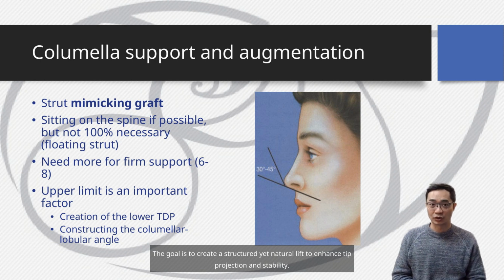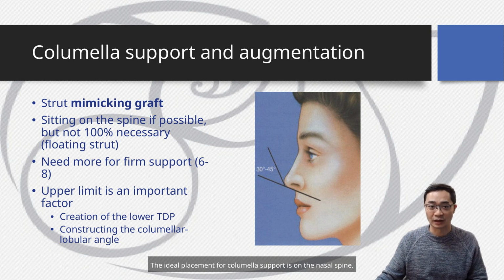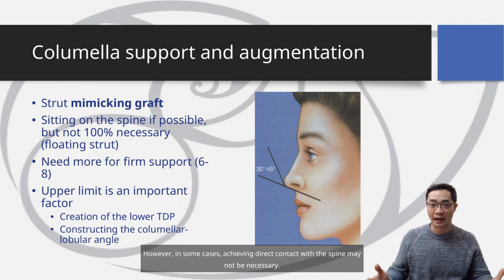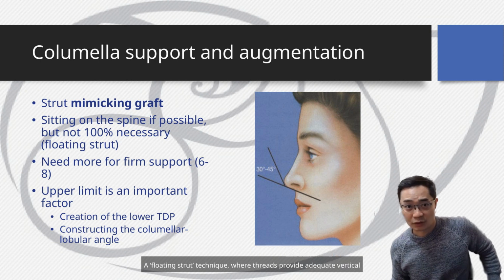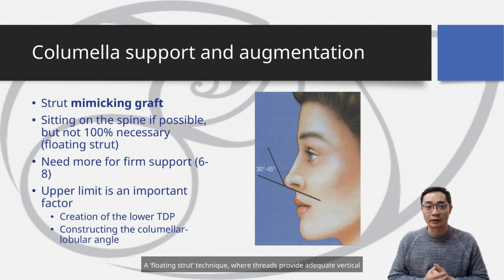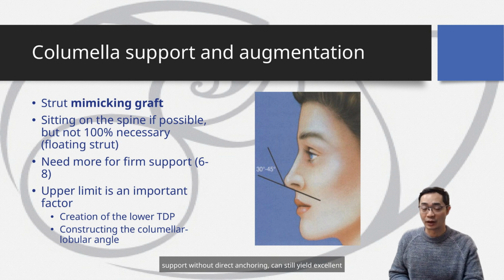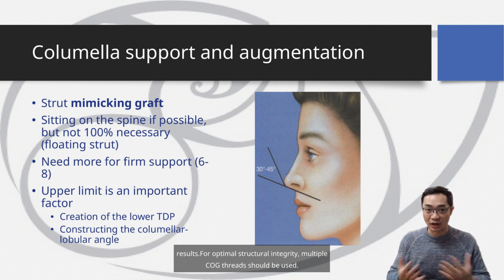The goal is to create a structured yet natural lift to enhance tip projection and stability. The ideal placement for columella support is on the nasal spine. However, in some cases, achieving direct contact with the spine may not be necessary. A floating strut technique, where threads provide adequate vertical support without direct anchoring, can still yield excellent results.